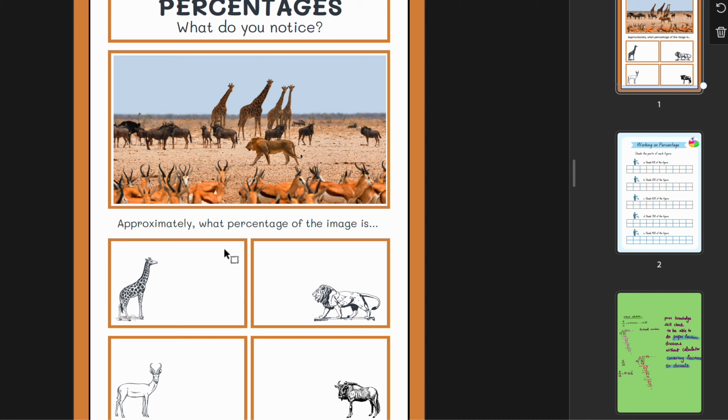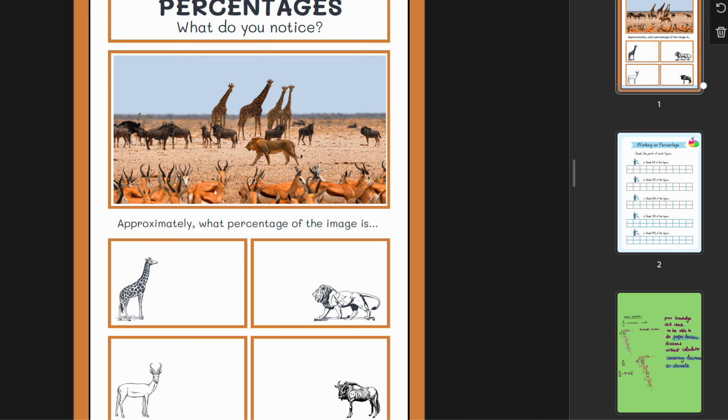So here you see a picture. This could be from Africa. There are some giraffes, wildebeest, some deer here in the front, and then you have one lion. So the question is, approximately what percentage of the image is giraffes? Giraffes are like 1, 2, 3, 4, and then if you count all the animals, there's also a hidden ostrich here.